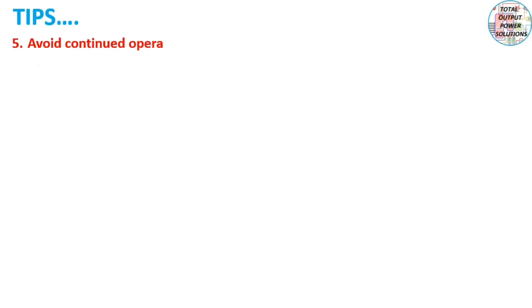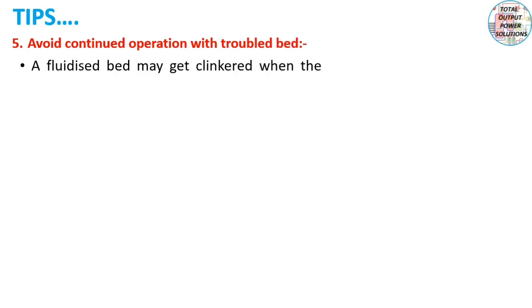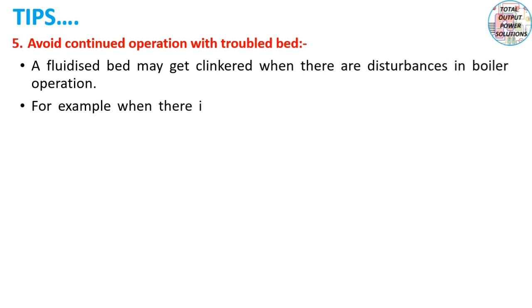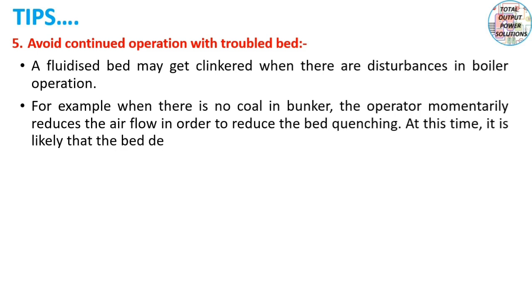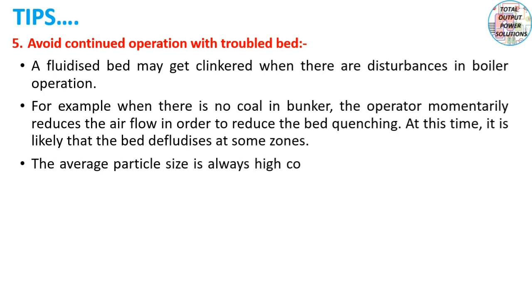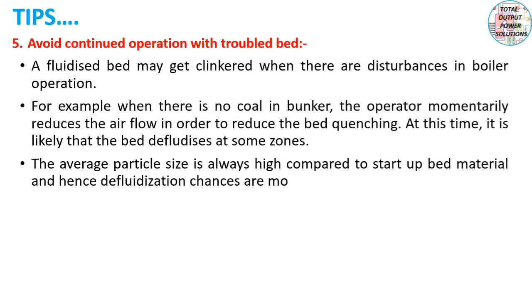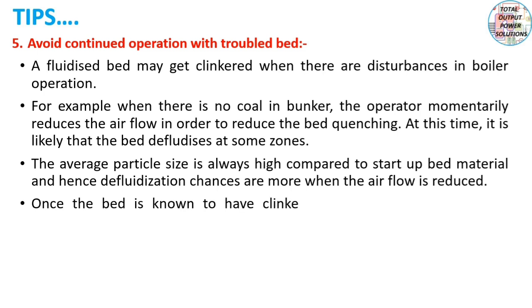Now the fifth tip: avoid continued operation with troubled bed. A fluidized bed may get clinkered when there are disturbances in boiler operation. For example, when there is no coal in the bunker, the operator momentarily reduces the airflow in order to reduce the bed quenching. At this time, it is likely that the bed defluidizes at some zones. The average particle size is always high compared to startup bed material and hence defluidization chances are more when the airflow is reduced. Once the bed is known to have clinkered, steps are to be taken for immediate clinker removal.